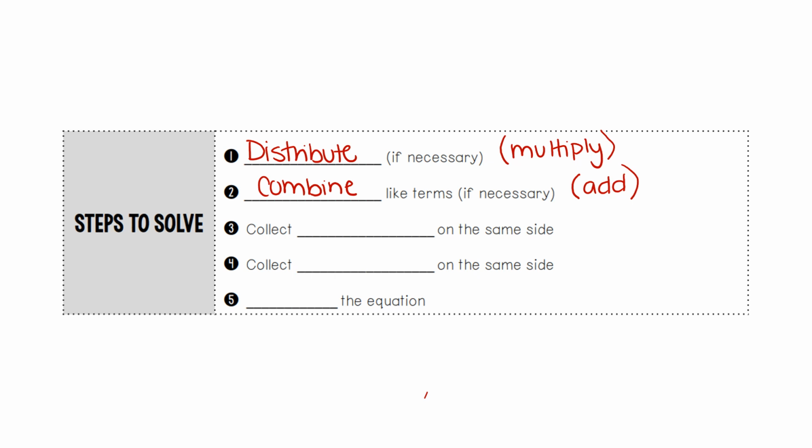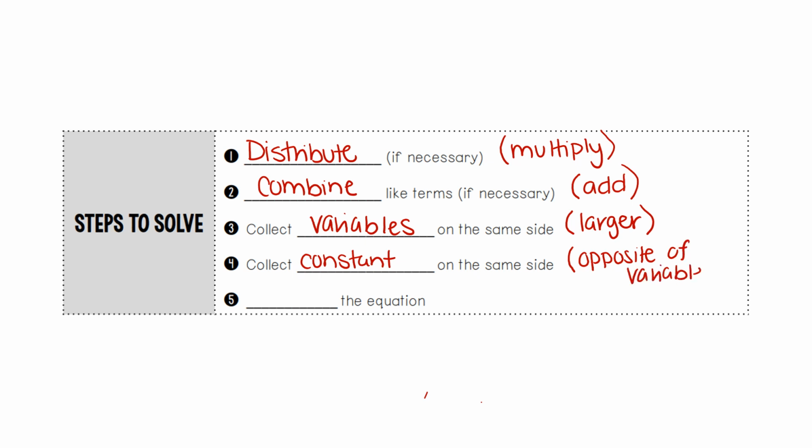Now, steps 3 and 4 are our new process. We're going to collect the variables on the same side, and we're always going to go to the larger side. Whichever variable is larger, we're going to go over there. And step 4, we're going to collect the constants on the same side, and basically, that will be the opposite of the variables. Our final step is going to be to solve the equation, meaning we divide.